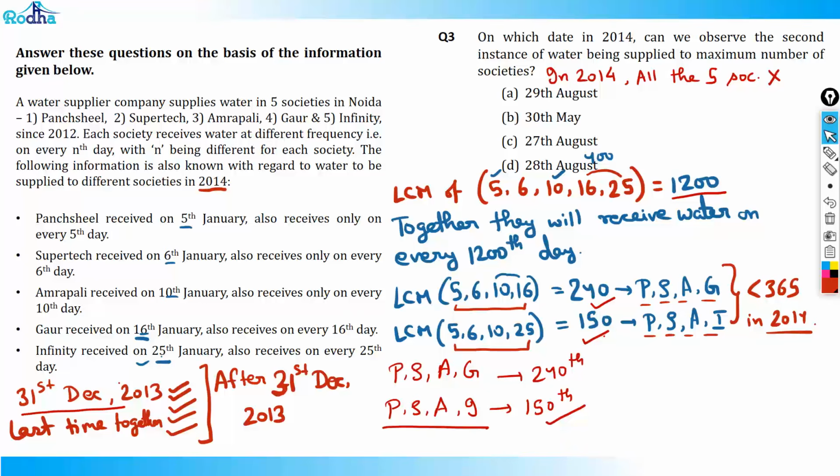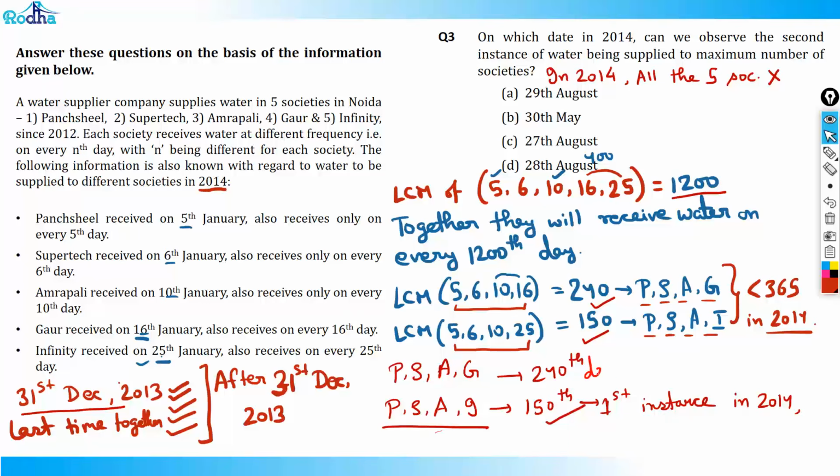These are the 4 possibilities. So on the 150th day, these 4 societies will receive, right? The 150th day is the first instance in 2014 when all 4 societies will receive water together. Which is the second instance? The second instance is the 240th day. So the 150th day is the first instance in 2014 where a maximum of 4 societies will receive water together.